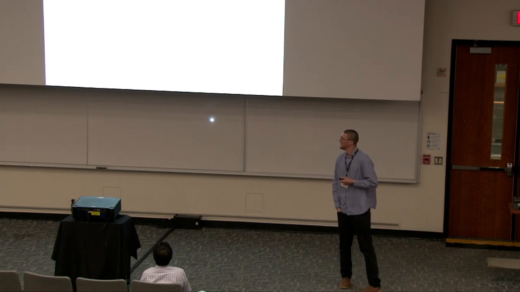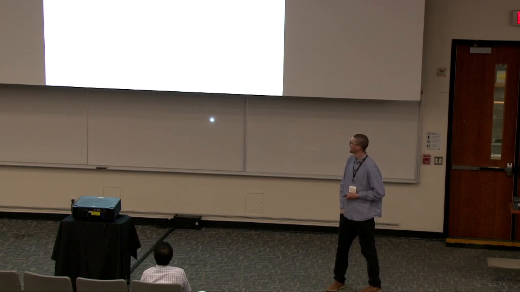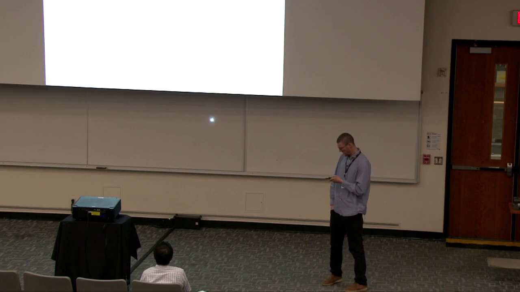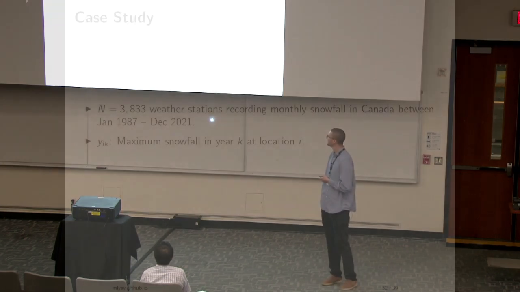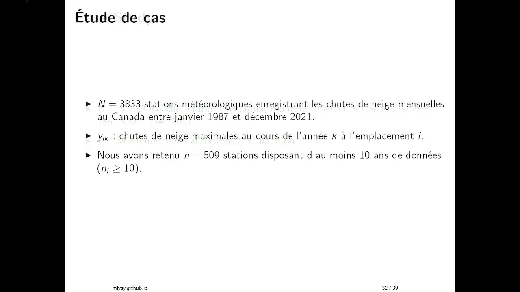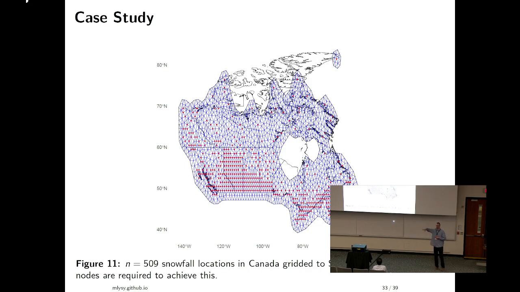So it started off with about 4,000 weather stations recording monthly snowfall in Canada over a 30-ish year period. Then out of those, we said, okay, let's look at the maximum snowfall in a given year in a given location. So you pull out these maxima. We decided we wanted to have at least 10 years of data per station. So that left us with only about 500 stations to look at. This is the same figure I showed you, the gridded version that we used to do this.